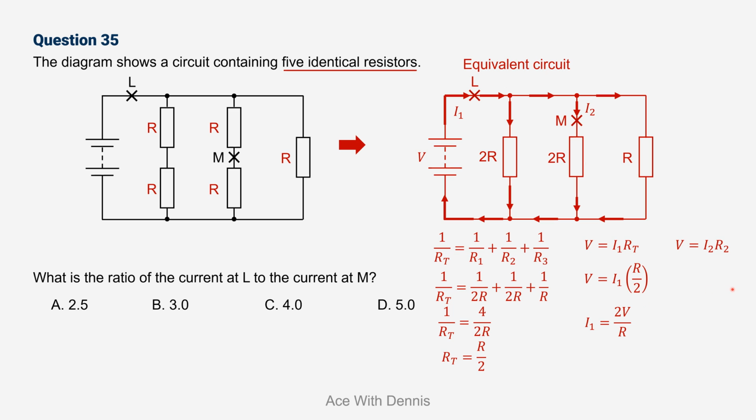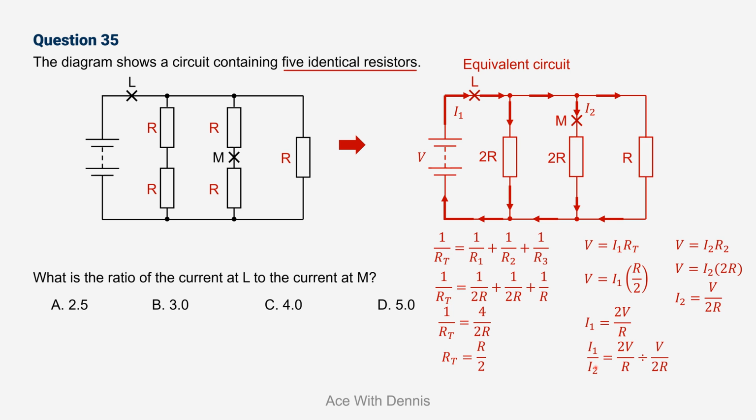Next, we calculate this branch. Since this branch is parallel with the battery, the potential difference across this branch will be the same as V. Based on Ohm's law, it will be I2 multiplied by R2, where R2 will be 2R here. Then we make I2 the subject, so I2 is V over 2R.